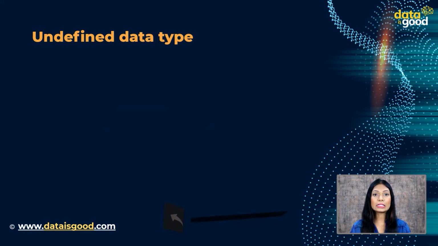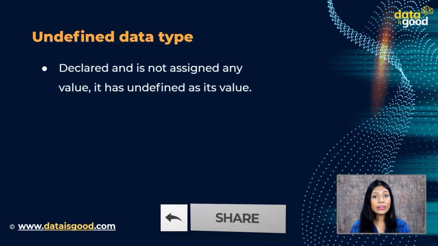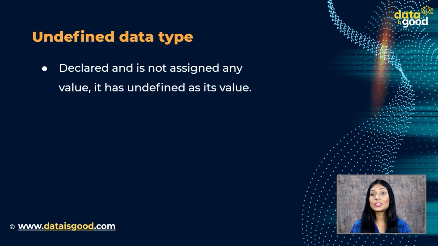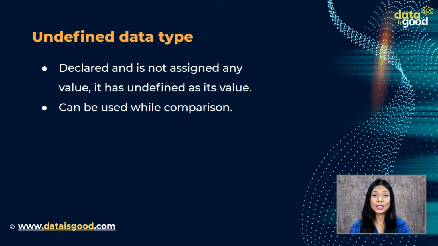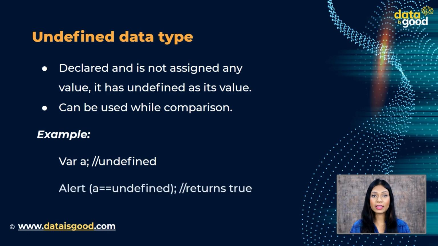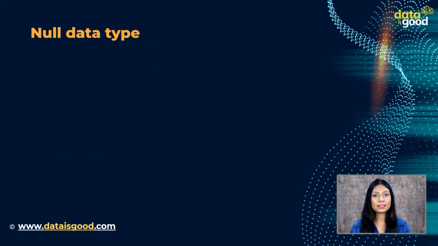JavaScript undefined data type. When a variable is just declared and is not assigned any value, it has undefined as its value. Yes, undefined is a valid data type in JavaScript and it can have only one value, which is undefined. We can even use this value while doing some comparison. So let us take a look at an example. var a; alert(a == undefined) returns true.